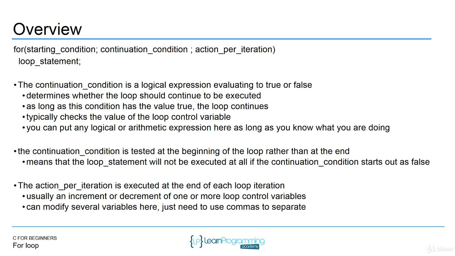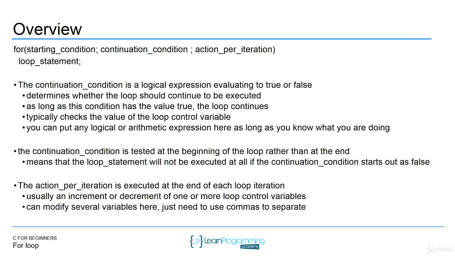The action per iteration, which is at the very end of the for loop after the second semicolon, usually does some kind of modification of the loop control variable. It will increment or decrement it if it's a loop counter, or if it's a sentinel loop, it may ask the user to enter more input. You can also do more than one modification of a variable. You can modify the loop control variable and you can modify other variables. You just have to separate them by commas.